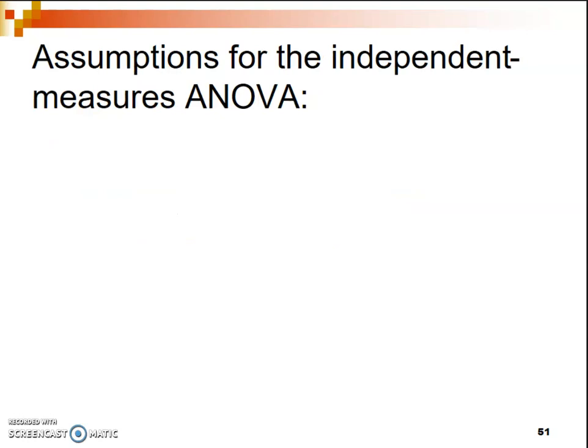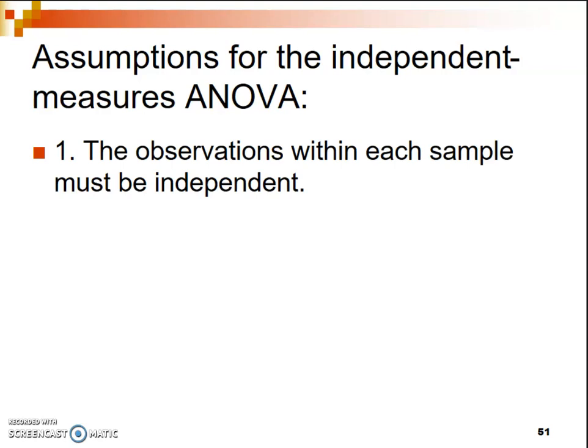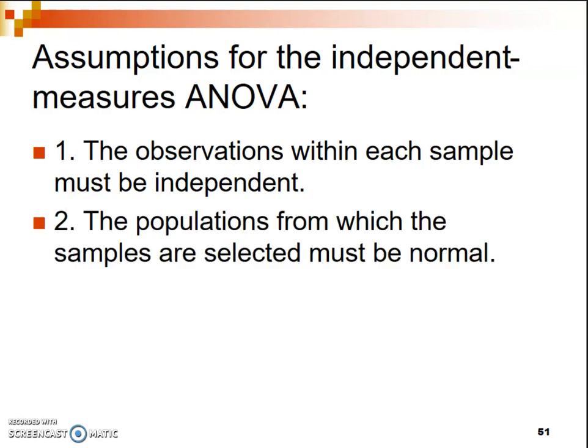Last but not least, let's talk about the assumptions associated with the independent measures ANOVA. So just like every other chapter for the most part, one of our assumptions is that the observations in our sample need to be independent, so different people measured in each of your groups. A second assumption is that the populations that we're taking these samples from need to be normally distributed. So we were measuring weight gain, so the measure of weight gain should be normally distributed across the population.